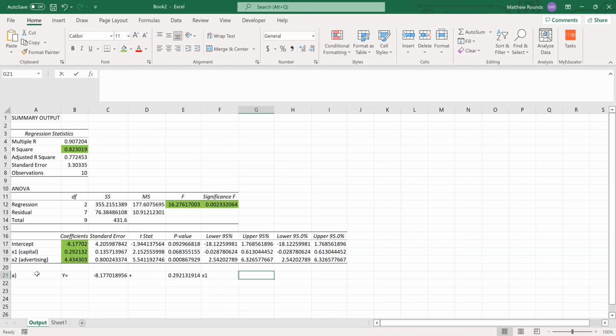X1 plus you grab that next value. It's not squeezed together nicely, but that's your equation. Y equals minus 8.177 whatever plus 0.292 times x1 plus 4.34 times x2. That's your equation. That's part A.